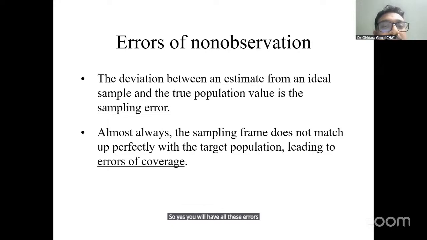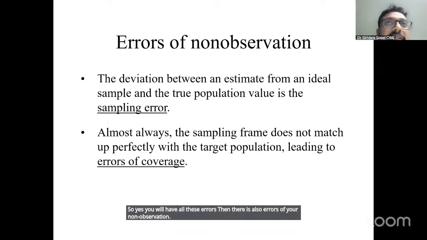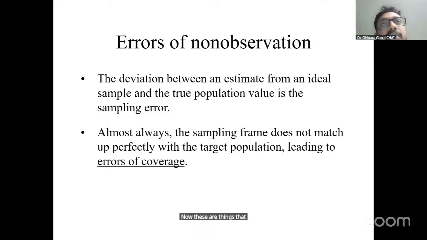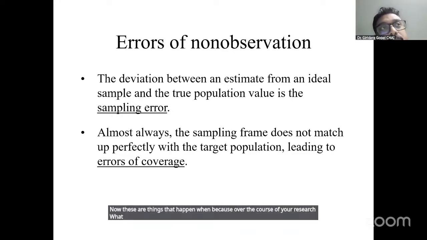Then there are also errors of non-observation. These are things that happen because over the course of your research, you plan to do a research with a certain methodology.